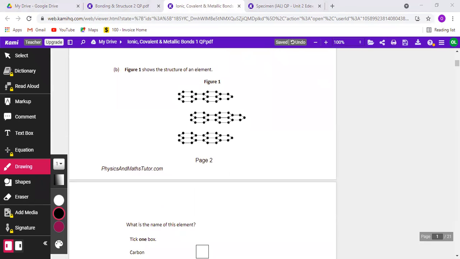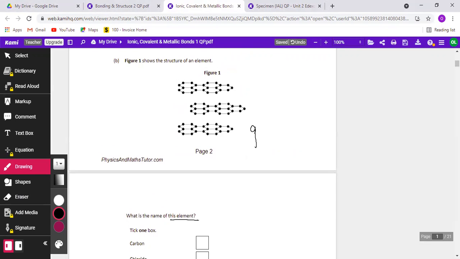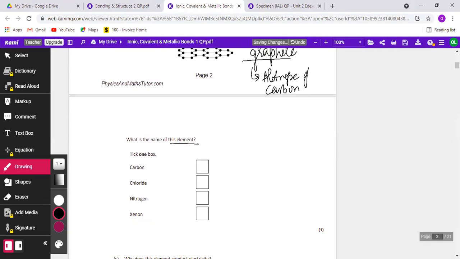Figure 1 shows the structure of an element. What is the name of this element? So this is a graphite molecule, and graphite is an allotrope of carbon. So answer 1 is correct. Any query?